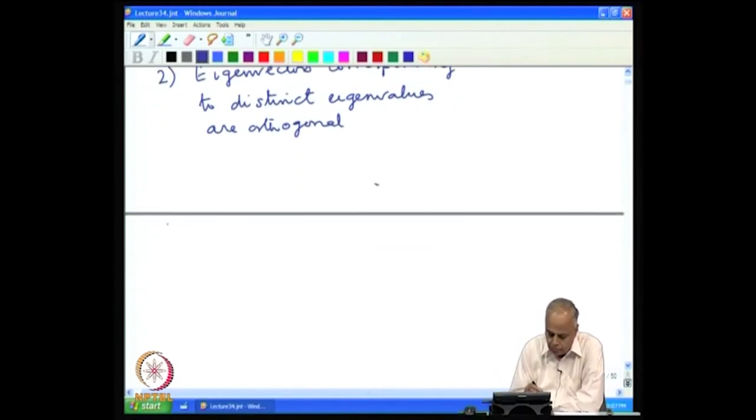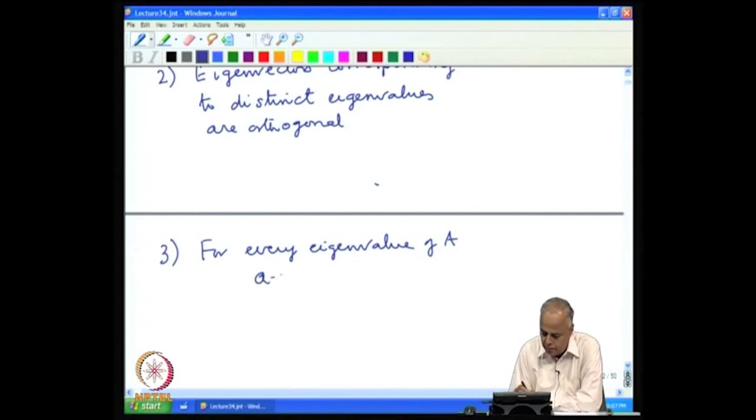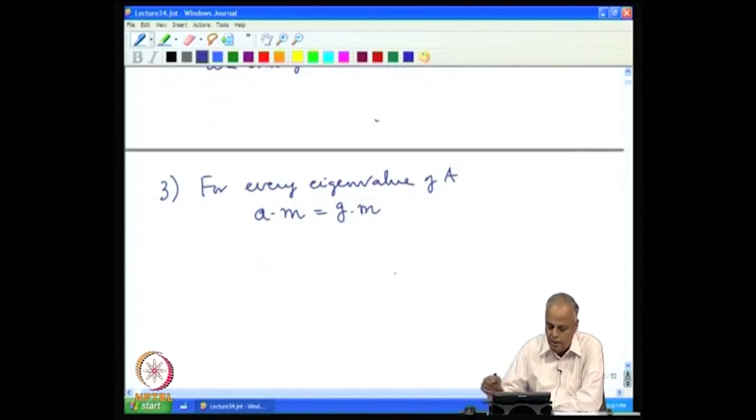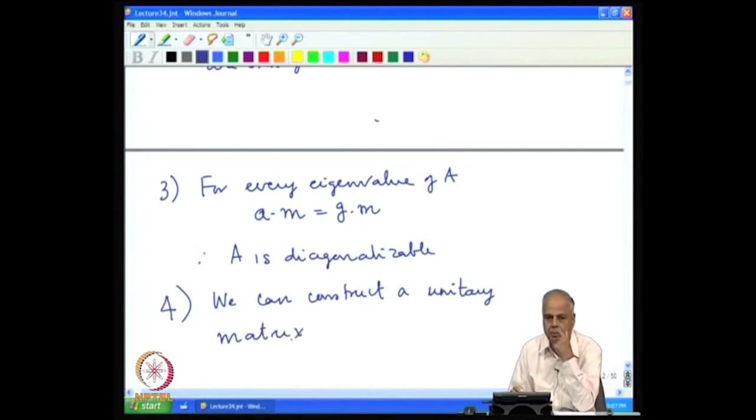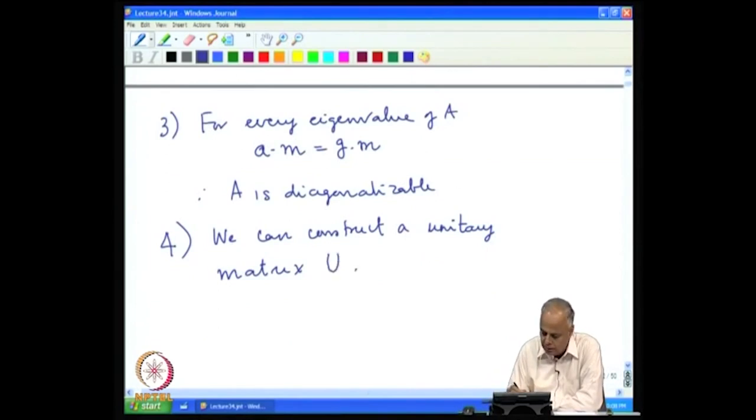We also found, without proving, that for every eigenvalue of A, the algebraic multiplicity is equal to the geometric multiplicity. And therefore, A is diagonalizable. Using these properties, we showed that we can construct a unitary matrix. That is, we want to eventually assert that A is not only diagonalizable, but unitarily diagonalizable. So, we can construct a unitary matrix U such that U star A U is a diagonal matrix.